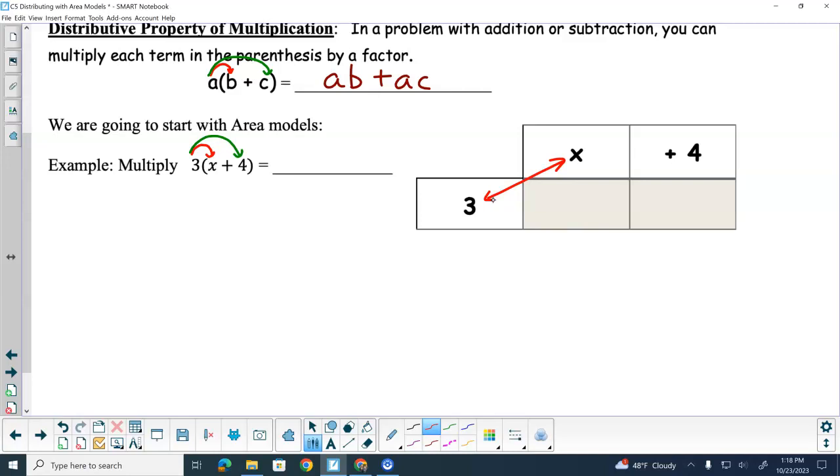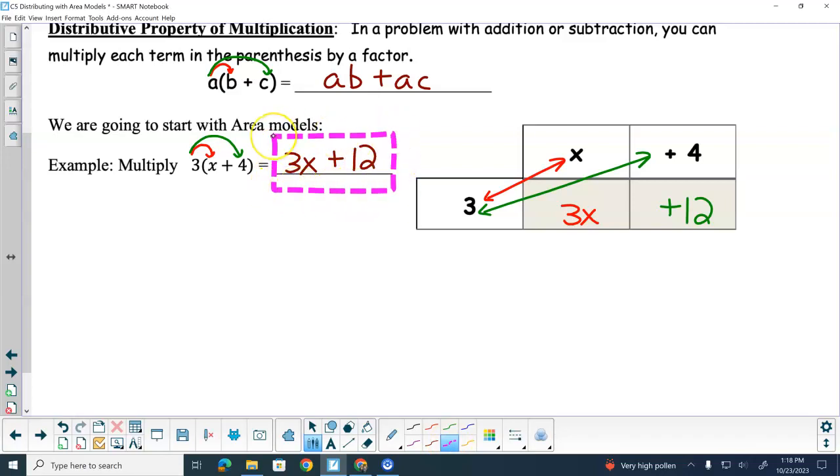3x. Okay? And so I would put in here 3x, because that's what 3 times x is. Then I multiply these two together. Positive 3 times positive 4 is positive 12. So my final answer here is 3x plus 12.